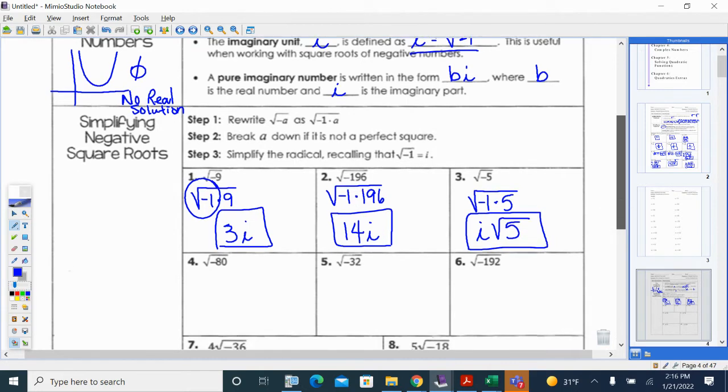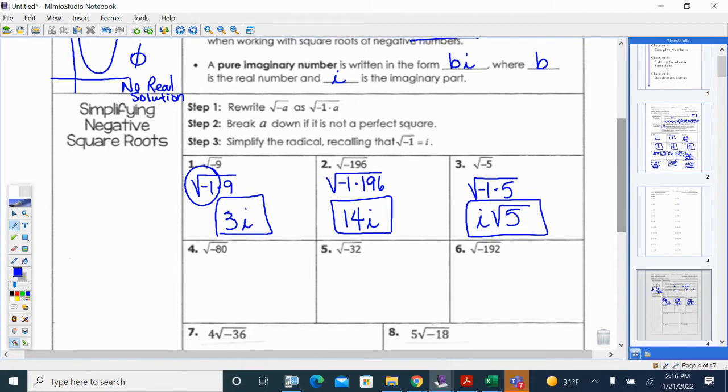Generally, I put my i in front of the radical. I don't like for you to write things to the right of the radical because then sometimes it gets a little confusing whether or not you intended for a number to be under the radical or out of the radical. So I always put my numbers and my i's in front of the radical.